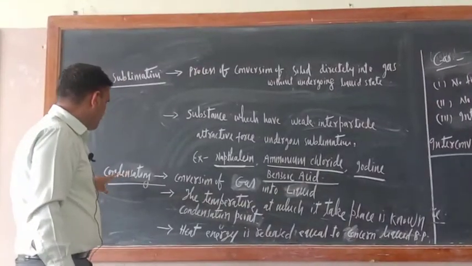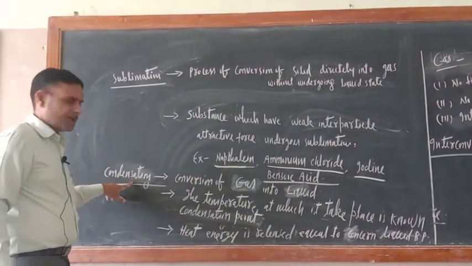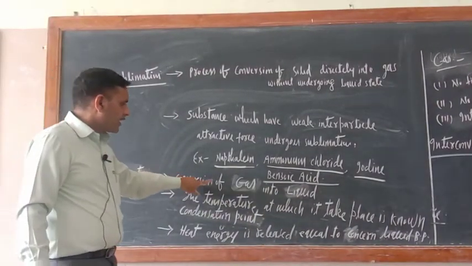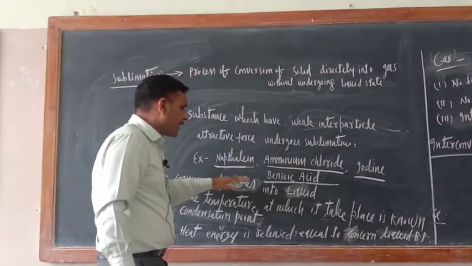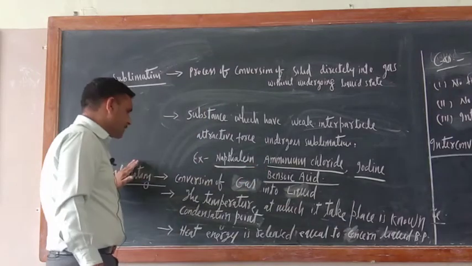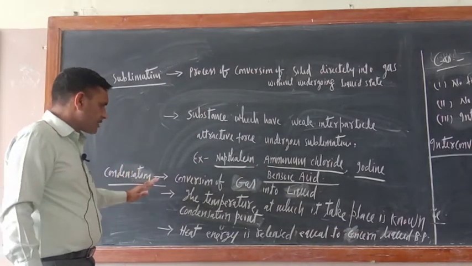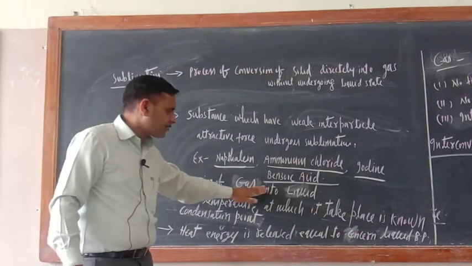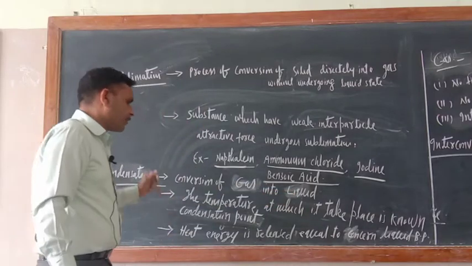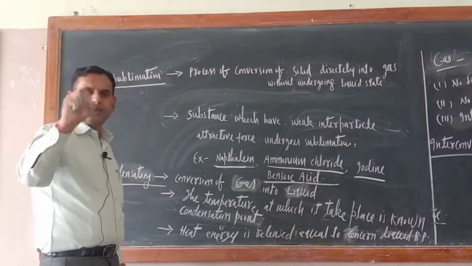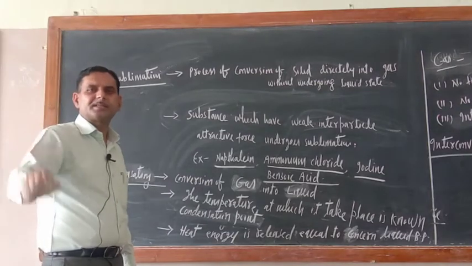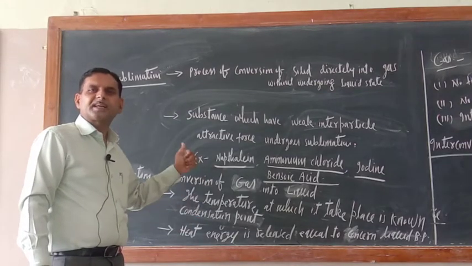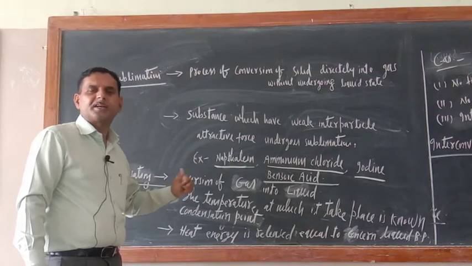So dear cadet, one more process is condensation. What is condensation? Condensation of gas means conversion of gas into liquid. Condensation is the process in which gas gets converted into liquid. And now try to understand the temperature at which condensation takes place. That temperature is known as the condensation point.